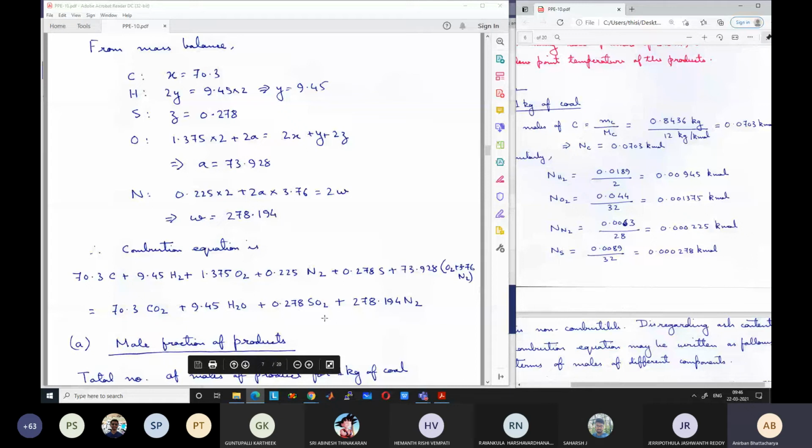Before we go into the calculations, we can infer a couple of important things here. One is that the amount of nitrogen present in the combustion products is very large. It is the largest, compared to all the other products. Although it does not take part in the combustion directly, its quantity is very large, and this actually plays a major part in determining the temperature.